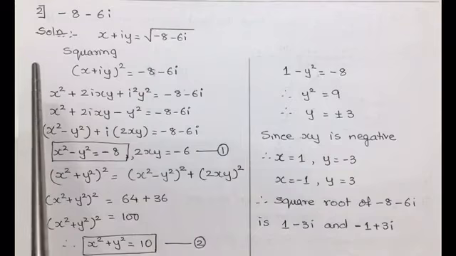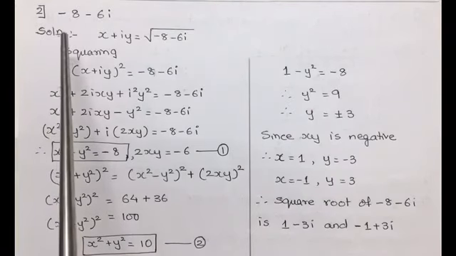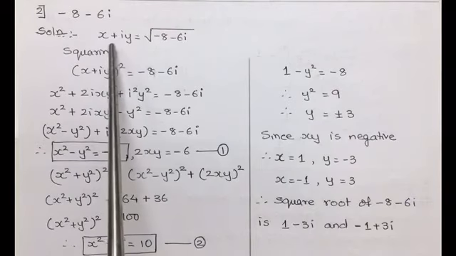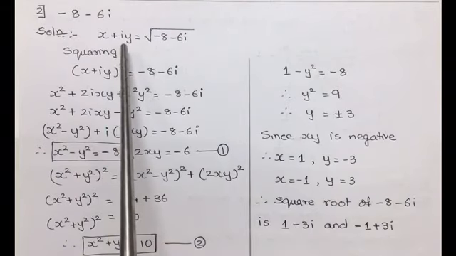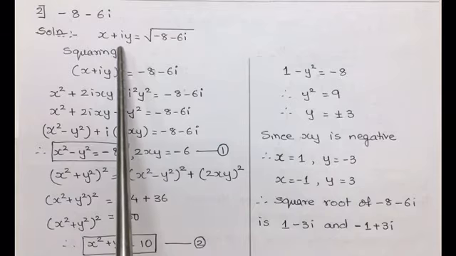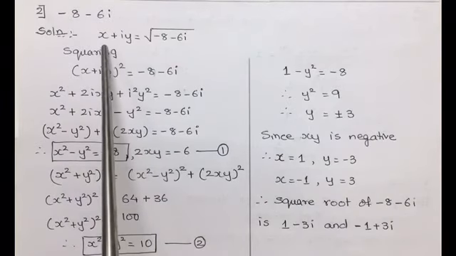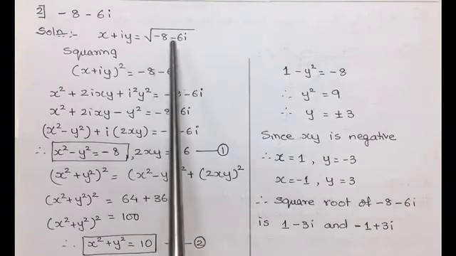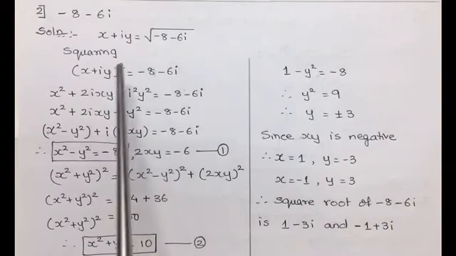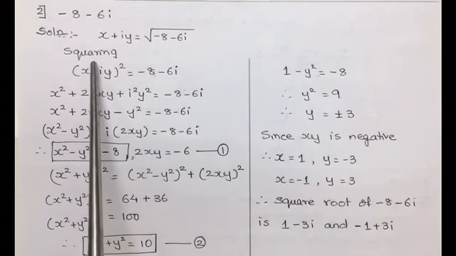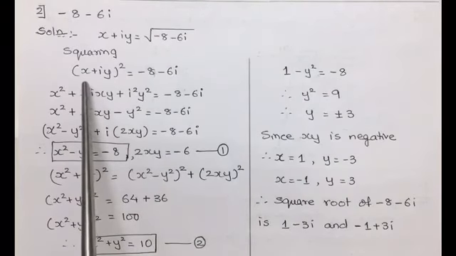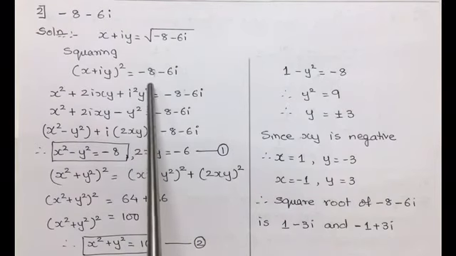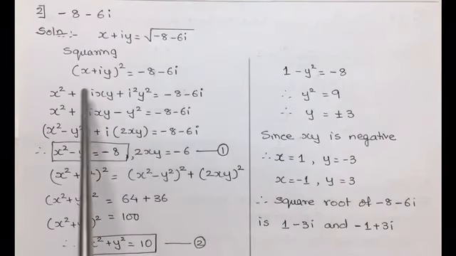Question number 2. Square root of minus 8 minus 6i is to be calculated. So again the procedure is the same as what we have done in the first example. We will assume x plus iy is equal to root of minus 8 minus 6i. To remove this root, we will be squaring. So we get here x plus iy whole square is equal to minus 8 minus 6i.